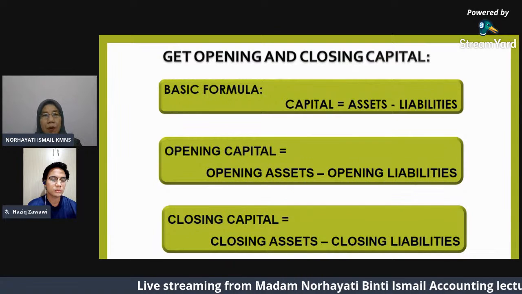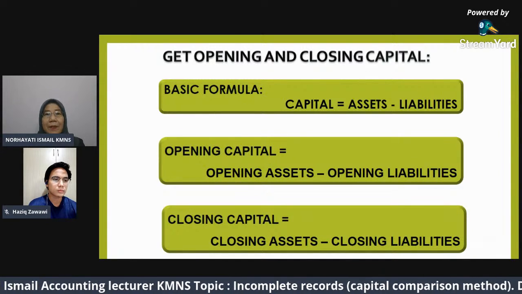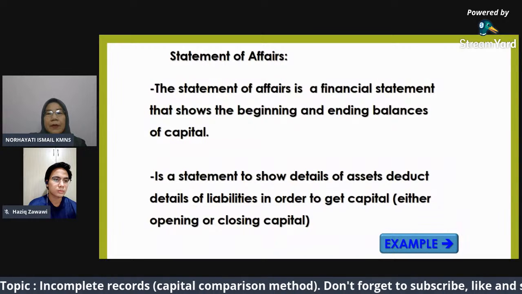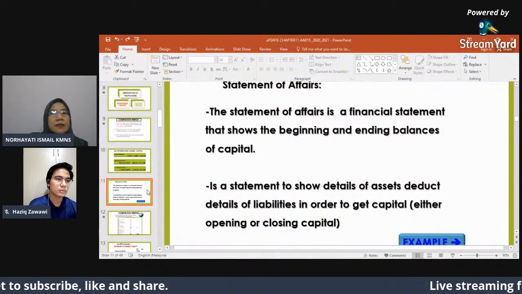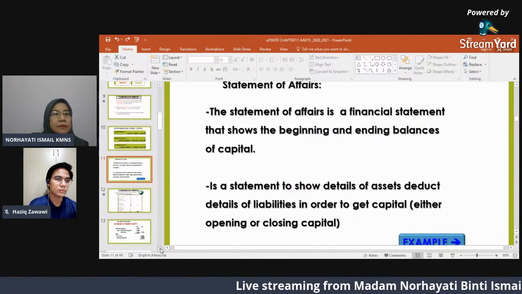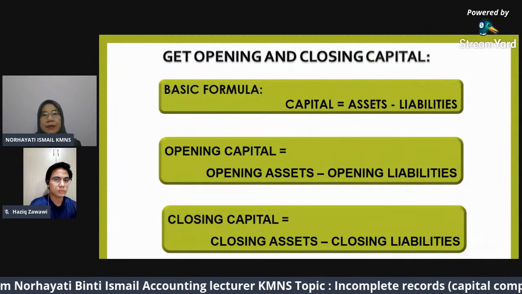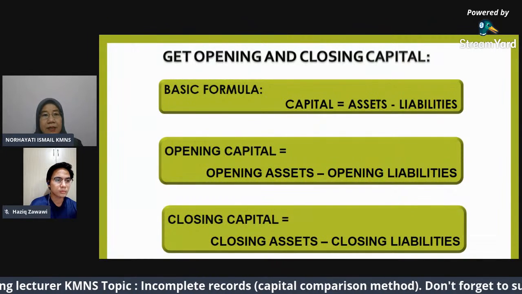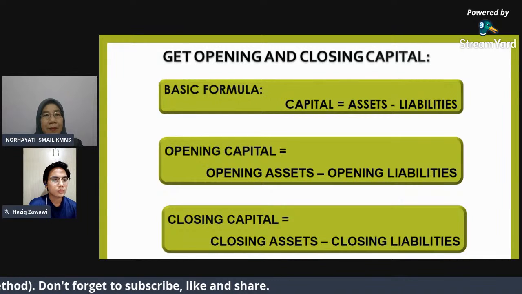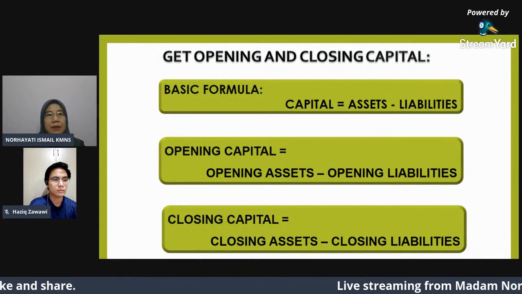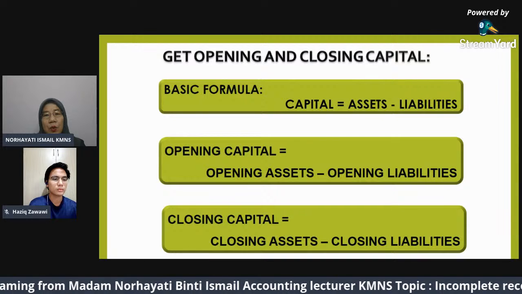Now this is the basic formula that you have to know. Number one, the capital formula. Capital equals asset less liabilities. This is the basic formula. Opening capital means opening asset less opening liabilities. So we just reverse the formula. And closing capital means closing asset less closing liabilities.